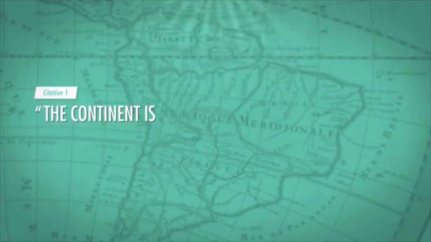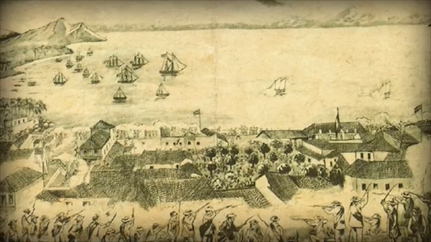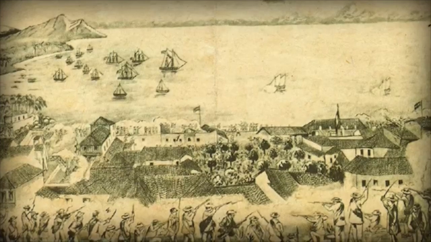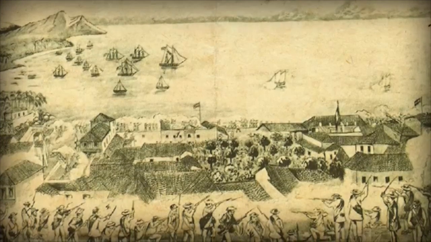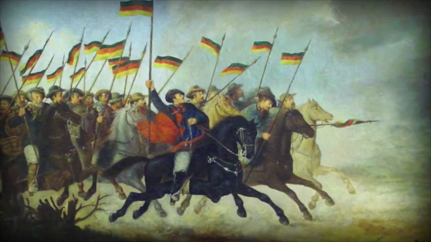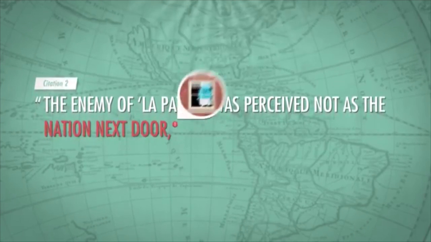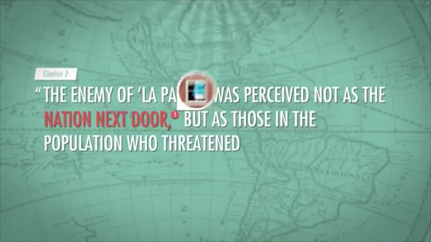Also, in general, Centeno argues that Latin American nation-states tend to see themselves as sister republics. As he wrote, the continent is seen as a larger community over and above the nation-state. But Latin America has seen a lot of civil wars in the last 200 years, and this is the crucial distinction. When Latin American states mobilize their militaries, it's usually against their own citizens. As Centeno puts it, the enemy of La Patria was perceived not as the nation next door, but as those in the population who threatened the social and economic status quo. Often, these enemies have been indigenous people, or especially during the Cold War, communists and other leftists.